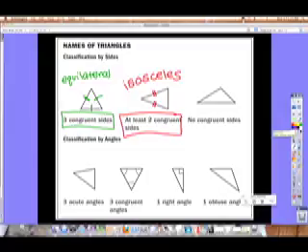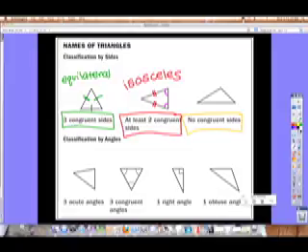Okay, last one. This is one that Allie did on the warm-up. Guys, if no sides are congruent, what kind of triangle is it? Scalene. Nicely done. Where do they come up with these names? Yeah, I don't know. Okay, next one.